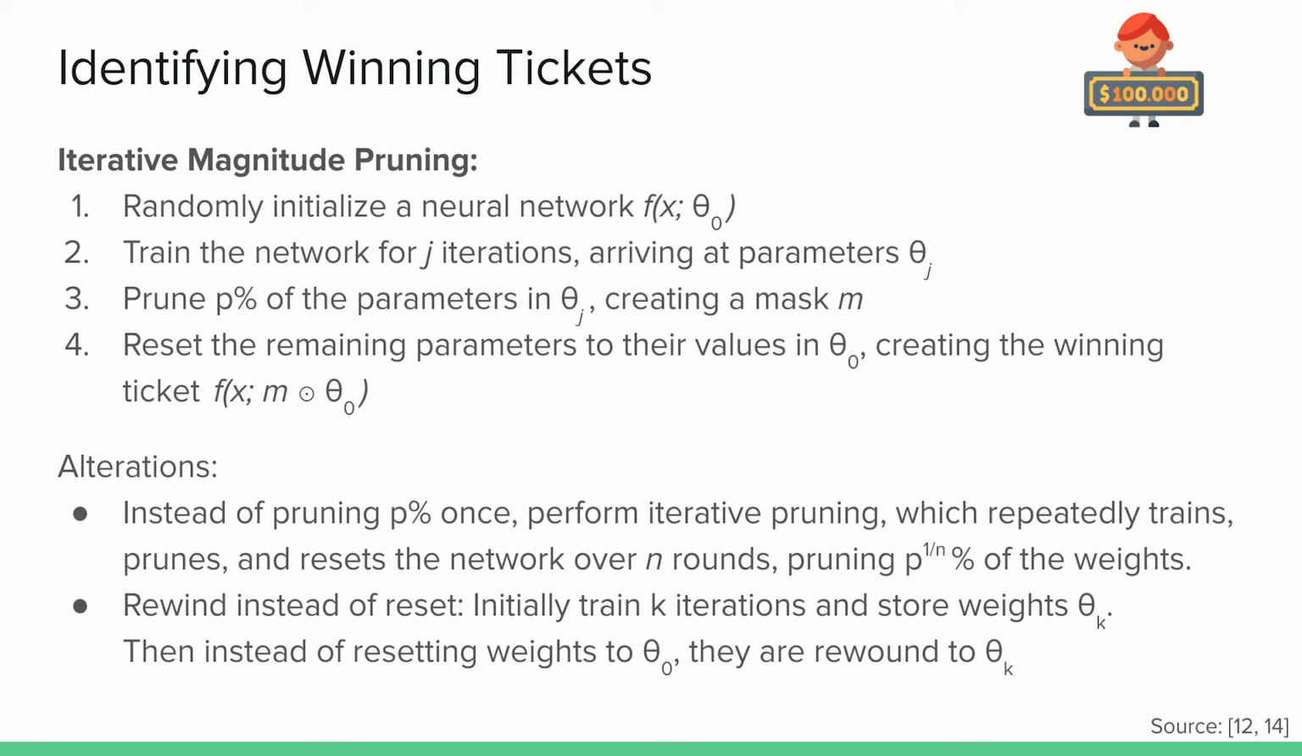There are some alterations of this algorithm. For example, instead of pruning the network just once and then training that subnetwork, we can perform iterative pruning, which repeatedly trains, prunes, and then resets the network over n rounds, always just pruning a certain part of the weights. And instead of just resetting all the weights to the initial weight, we can also just go back a few steps by using so-called rewind instead of reset. So we kind of take snapshots and we only go back a few steps for all the weights that should be rewound.